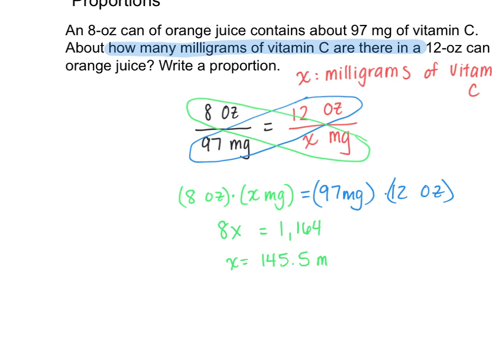145.5 milligrams. Okay? Now, you might be wondering at this step, why did I write the units? I wrote the units because you always want to have the same units on the left side as you do on the right side. That means you set up your proportion correctly. So you see how I have ounces and milligrams on the left, and I also have milligrams and ounces on the right. We are good to go. It looks good. Okay, so we know that we solved it correctly.